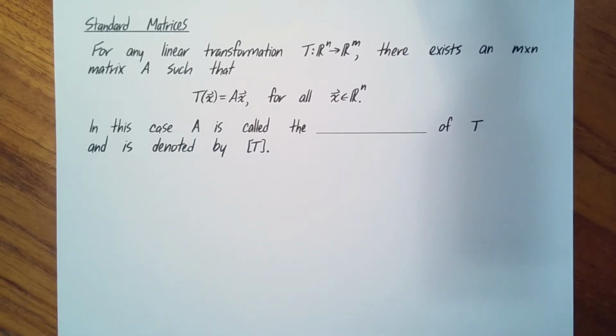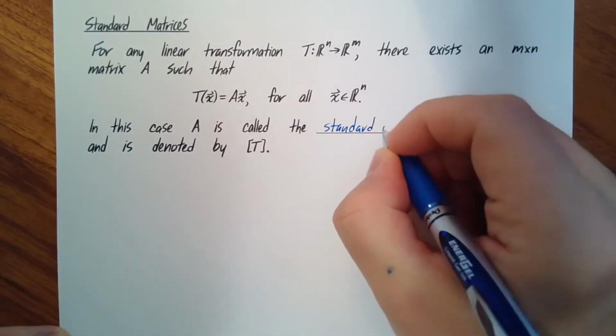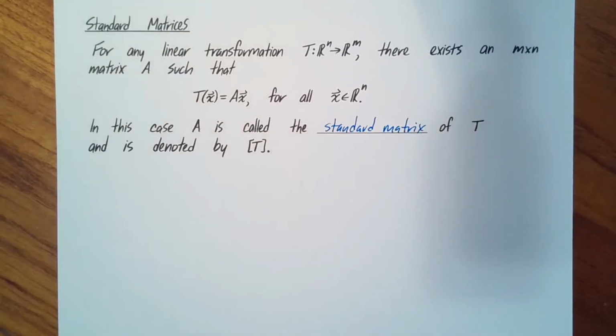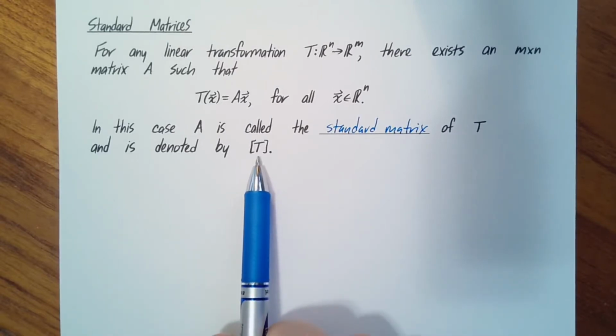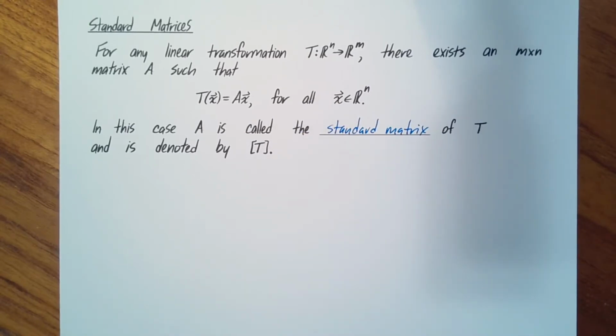Okay, and this matrix, if you can get it, has a name. Well, it has a name whether you can get it or not, because it's guaranteed to exist. It's called the standard matrix of the linear transformation T. So in this case, A is called the standard matrix of T. And the notation that we use to write it down is just the linear transformation, capital T, the name we used for it up here, with square brackets around it. They're kind of like matrix brackets, just to tell you that you're talking about the standard matrix associated with that transformation.